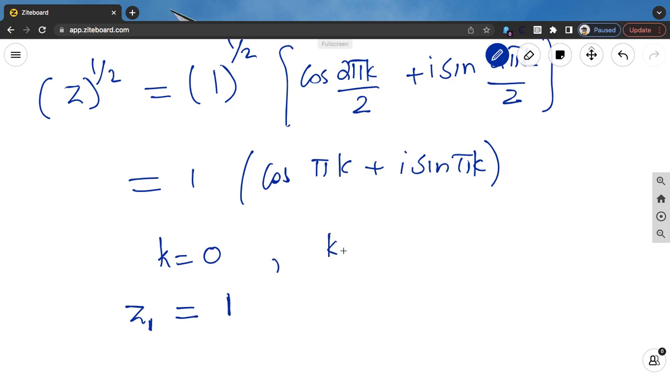When k is 1, what do I get? I get z2, the other square root of 1, as minus 1, because I substitute k as 1, so cos of pi is minus 1 and sine of pi is 0. If I put k as 2, I will get back 1. And if I put k as 3, I'll get back minus 1, and so on. So 1, minus 1, 1, minus 1, that means there are two square roots of 1: 1 and minus 1.